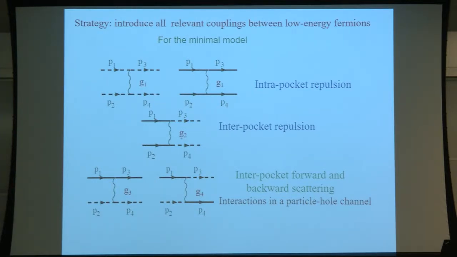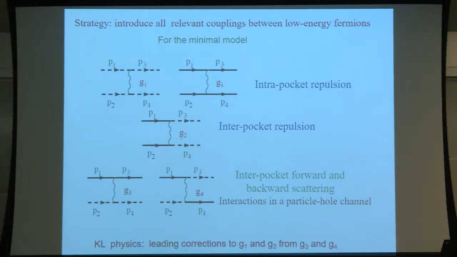Do you also need to consider the intra-pocket interaction for this part? Well, wait a second. Intra or inter? Intra is this one, but in the particle-particle channel. Well, take this. It's the same interaction. Within one pocket, that's all you can write. There is nothing else you can write. There's only one interaction within the pocket. You kill two fermions, you create two other fermions. So this interaction G1 can be treated in a particle-hole, in any channel you want. Okay, so we have this.